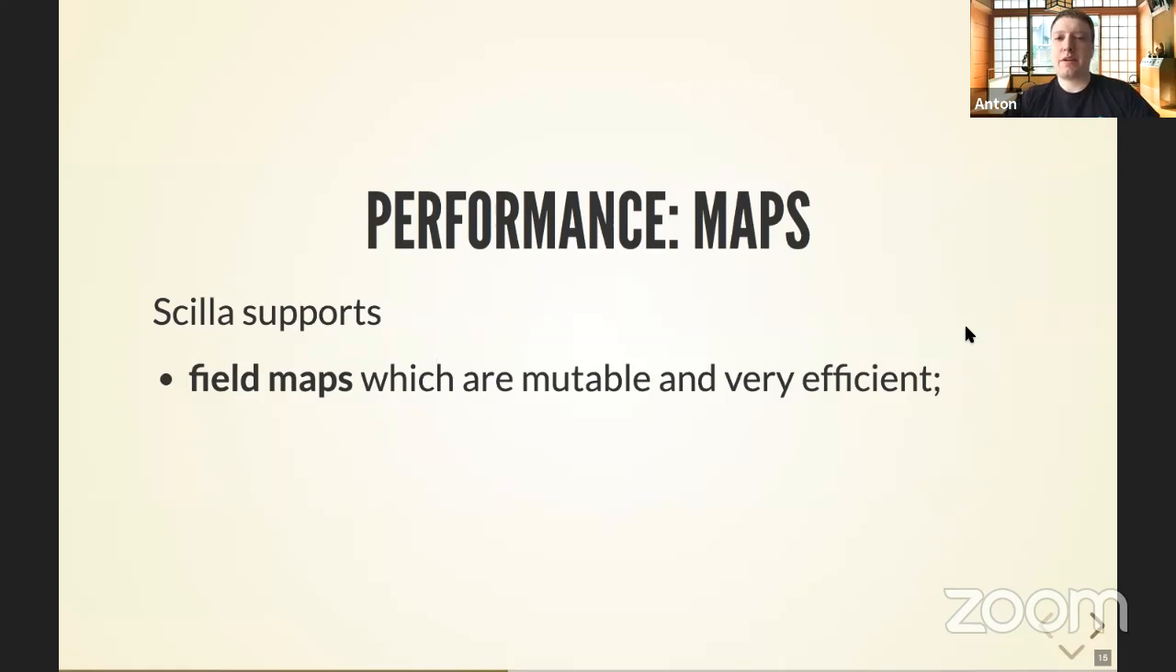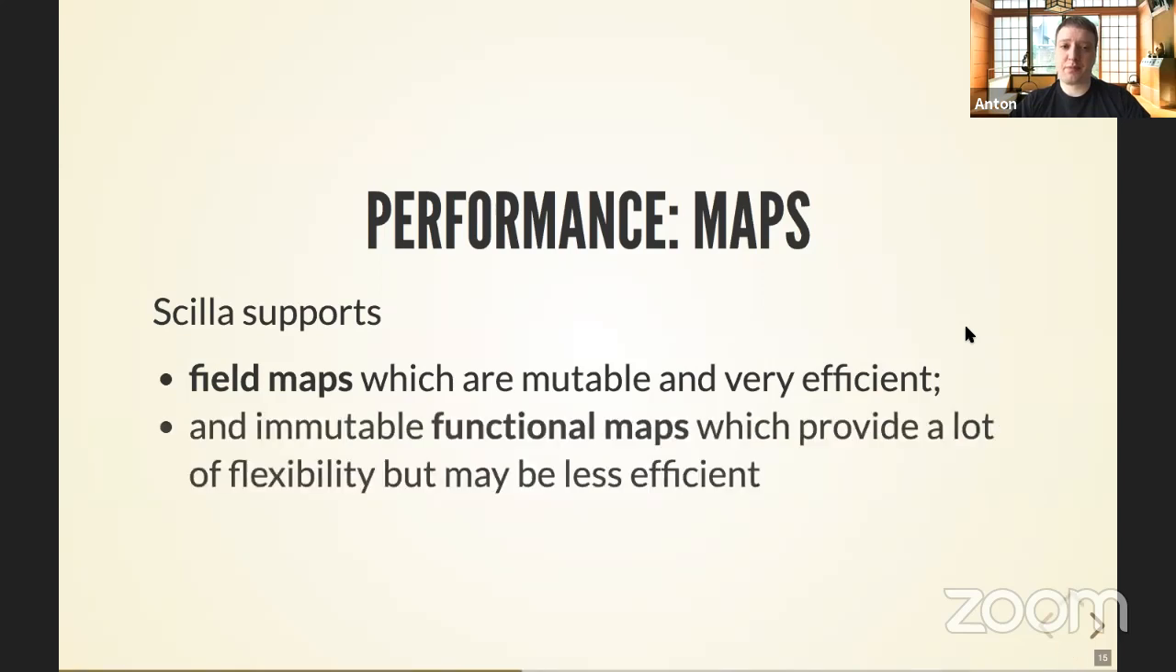Okay, so we have two types of maps. One type is called field maps, which are mutable and they're very efficient. They are currently implemented as hash tables down below. And also we have immutable functional maps. They provide a lot of flexibility, but they may be less efficient because of some copying operations, but also you can use them in your libraries. So in the pure part of the language.